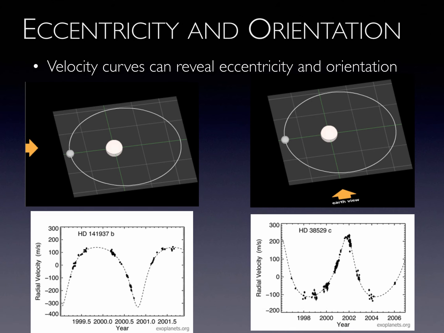Orbital eccentricity, and the orientation of the orbits with respect to Earth, also affect the shapes of the velocity curves. Thus, these parameters can also often be worked out from the velocity curves. Shown is a non-circular orbit as viewed from two different orientations.